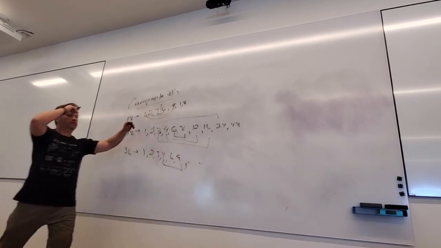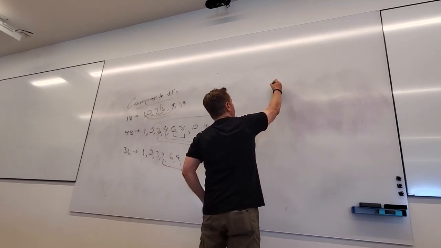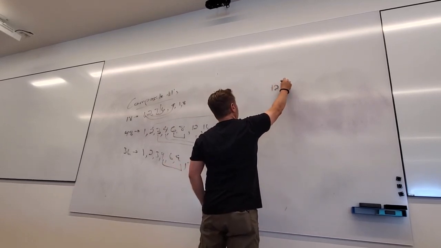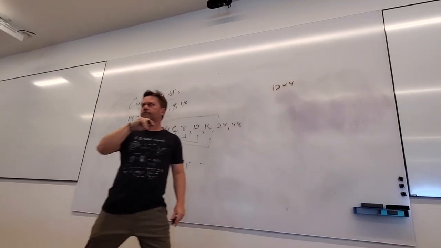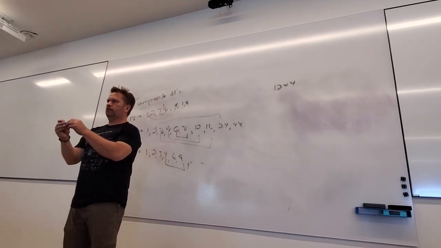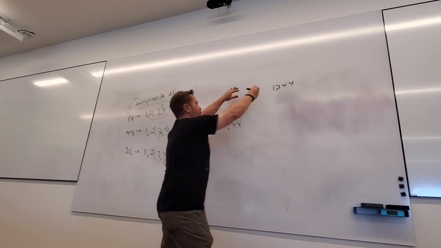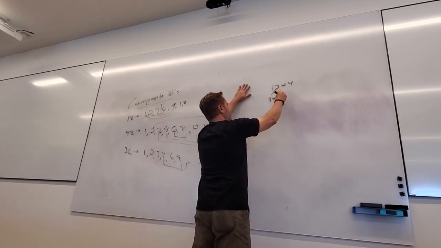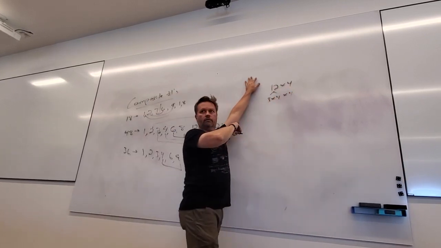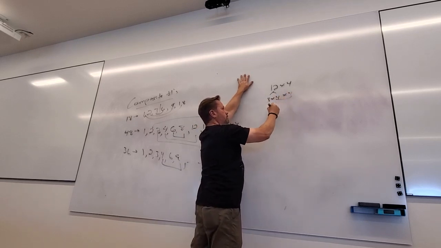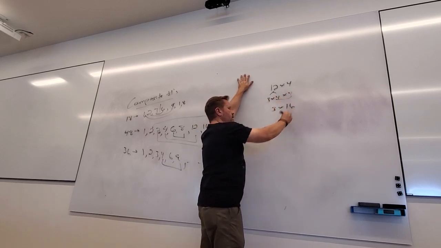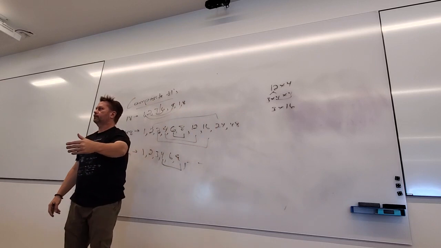Something else I want to say about 48. So, watch this. What do you got, John? 12 times 4 is 48, correct? Watch this. This is kind of cool. Isn't 12 3 times 4? And what's 4 times 4? 16. So 3 times 16 is also 48.